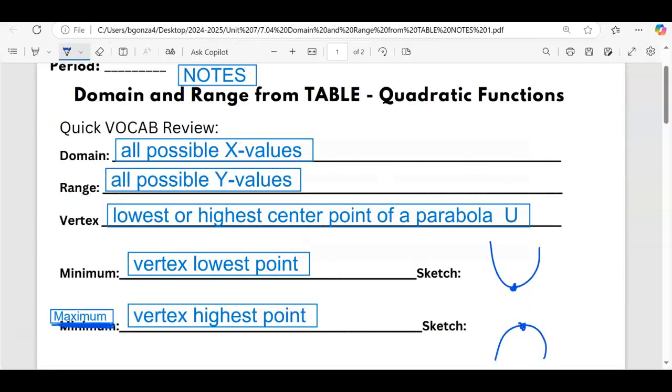For the first top part of your notes, domain is all possible x values, range is all possible y values, vertex is the lowest or the highest center point of the parabola that looks like a U. It's either going to look like a U, like this, or it's going to look like a hill, like this, but the vertex is where it changes directions.